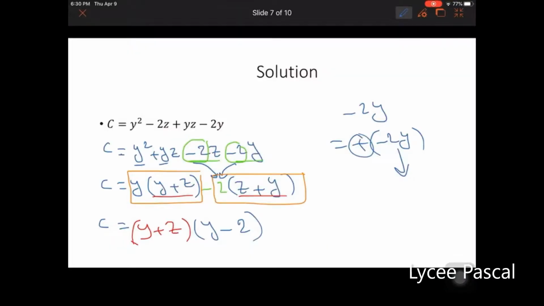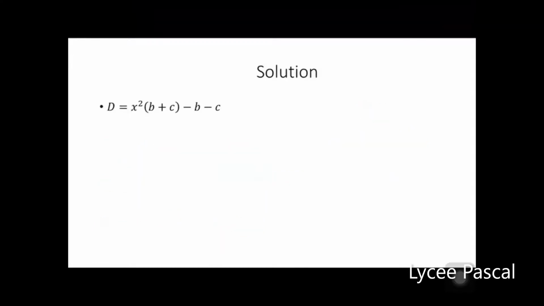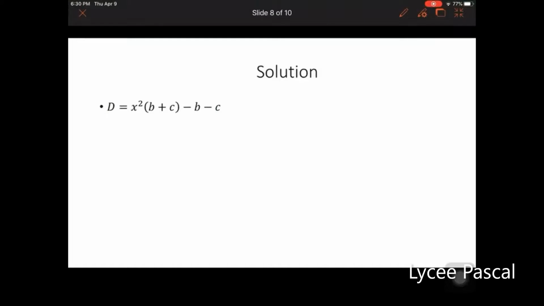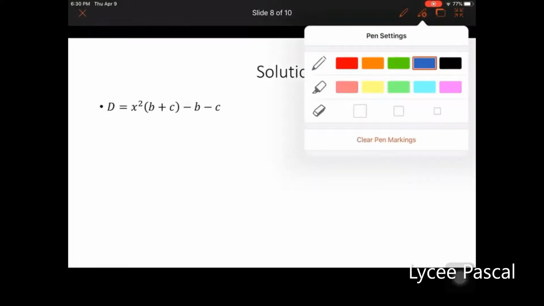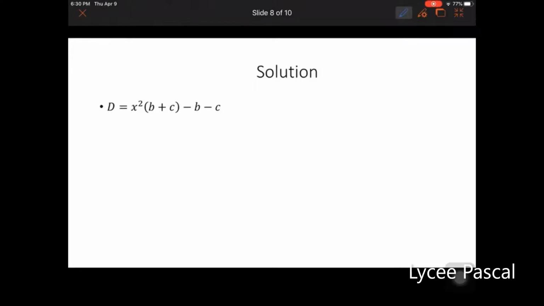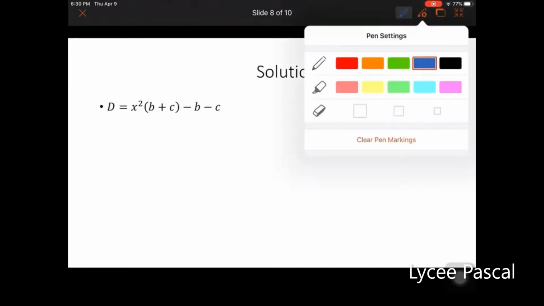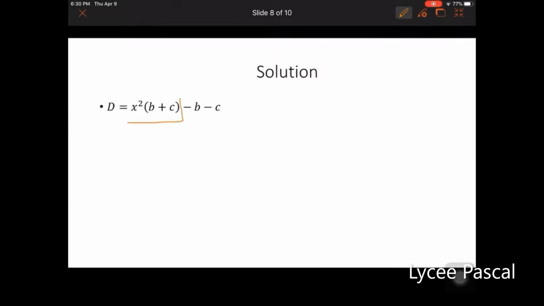So the only thing that we can do here, okay, we leave x squared into b plus c because it's in the factorization form, but between minus b and minus c we can take the minus as common, minus. Okay, minus b becomes b and minus c becomes plus c. So if you expand again, you get minus b minus c. Okay, so we return to the main form.